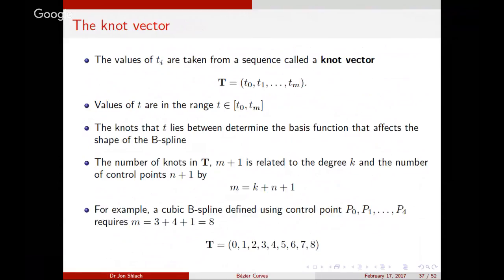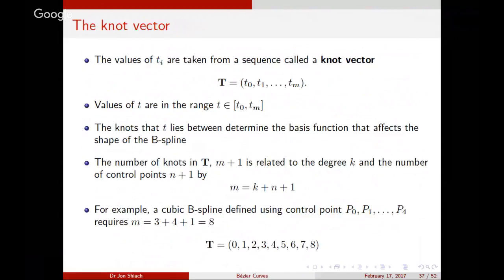T for the Bezier curve was in the range 0 to 1, but t for B-splines is in the range from the smallest knot to the largest knot. You can set whatever knots you want, as long as each knot is bigger than the one previous.